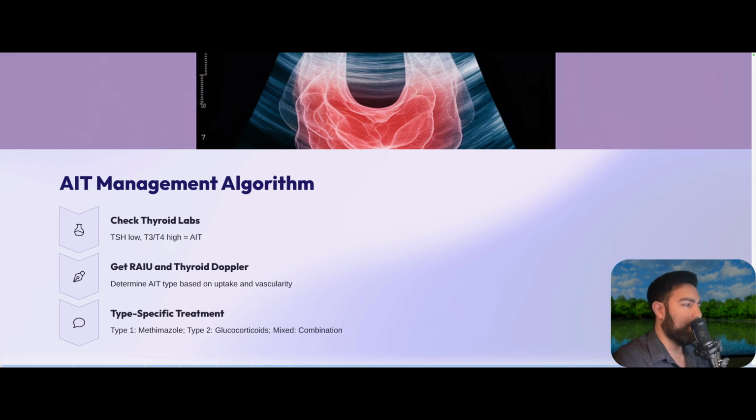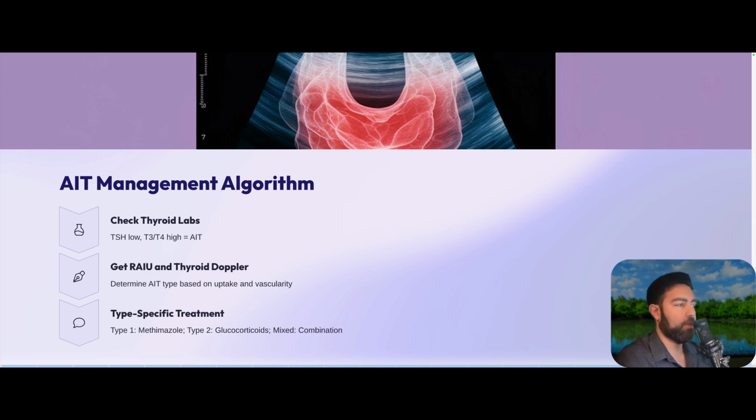So the management of AIT, check your thyroid levels, right? TSH and see the T3 and T4. Get a RAIU and a thyroid Doppler, which is radioactive iodine uptake and thyroid Doppler. Determine the type based on that and the vascularity of the gland. If it's type 1, you have high vascularity and it's not a destructive situation. It's an uptake problem. Basically, the iodine uptake increases. You can treat it with methimazole.